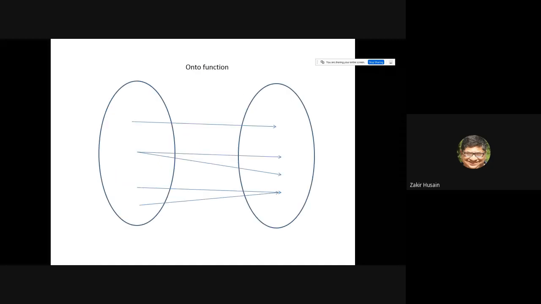Now the other definition is onto and into function. This is an onto function. Look at it carefully. I will then show you what is an into function. This is an into function. What is the difference between onto and into? Sir, in onto, I think range is equal to codomain, and in into, range is a subset of codomain.